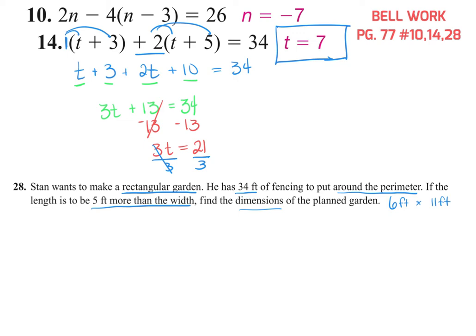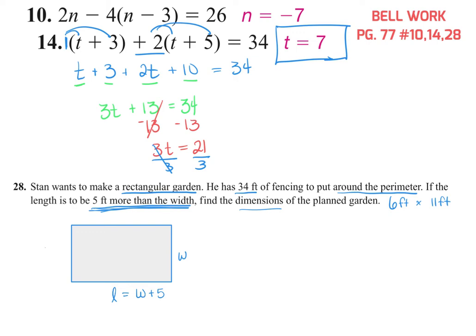So the first thing you need to know is that it is a rectangular garden. Sometimes part of your plan is to draw a picture. So if it's rectangular, you can certainly draw a rectangle, all right? When you draw the rectangle, you want to label it. You have length and width, all right? And then they specifically gave us a relationship. They said the length is 5 more than the width. So we could actually write the length as the width plus 5. 5 more than the width, all right?